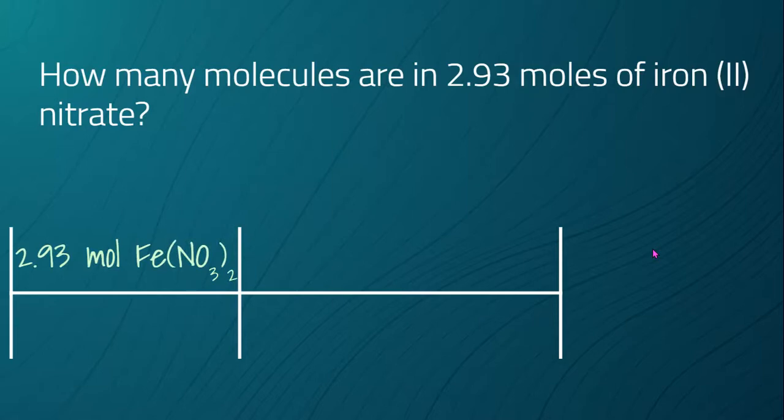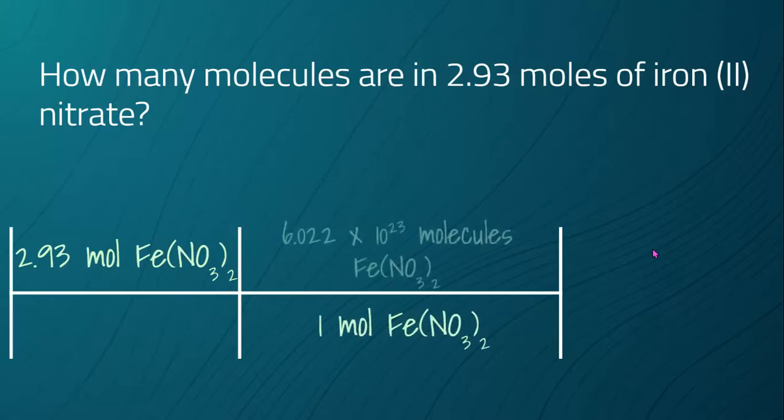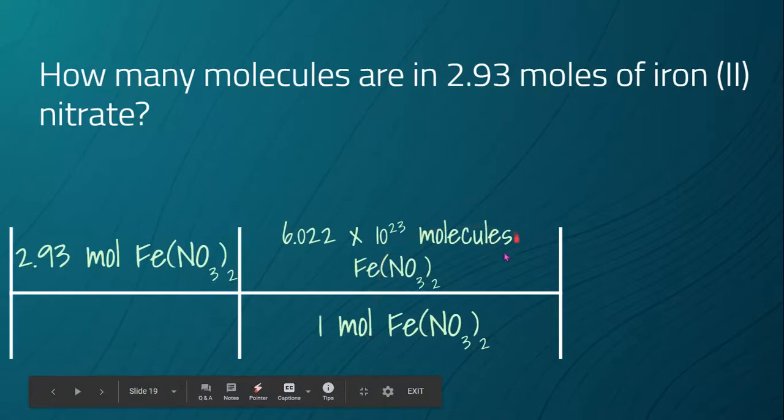Since I have moles up, I need to do moles diagonal. And I'm again using Avogadro's number. So I'm going to put 1 mole of iron 2 nitrate down and 6.022 times 10 to the 23rd molecules of iron nitrate up. My moles cancel out, leaving me with molecules of iron 2 nitrate, which is what I'm looking for. So I can multiply across the top and divide by the bottom.